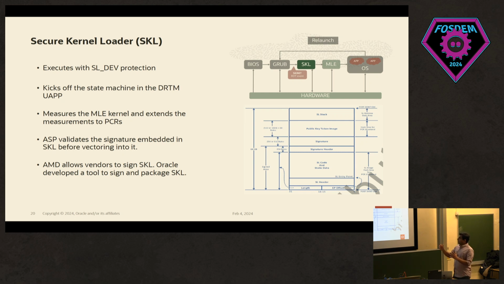The secure kernel loader is a binary, and the diagram here describes the layout of the binary as defined by AMD. So we have to conform to this layout. And then it measures and extends the MLE kernel. Currently we sign the SKL binary ourselves.